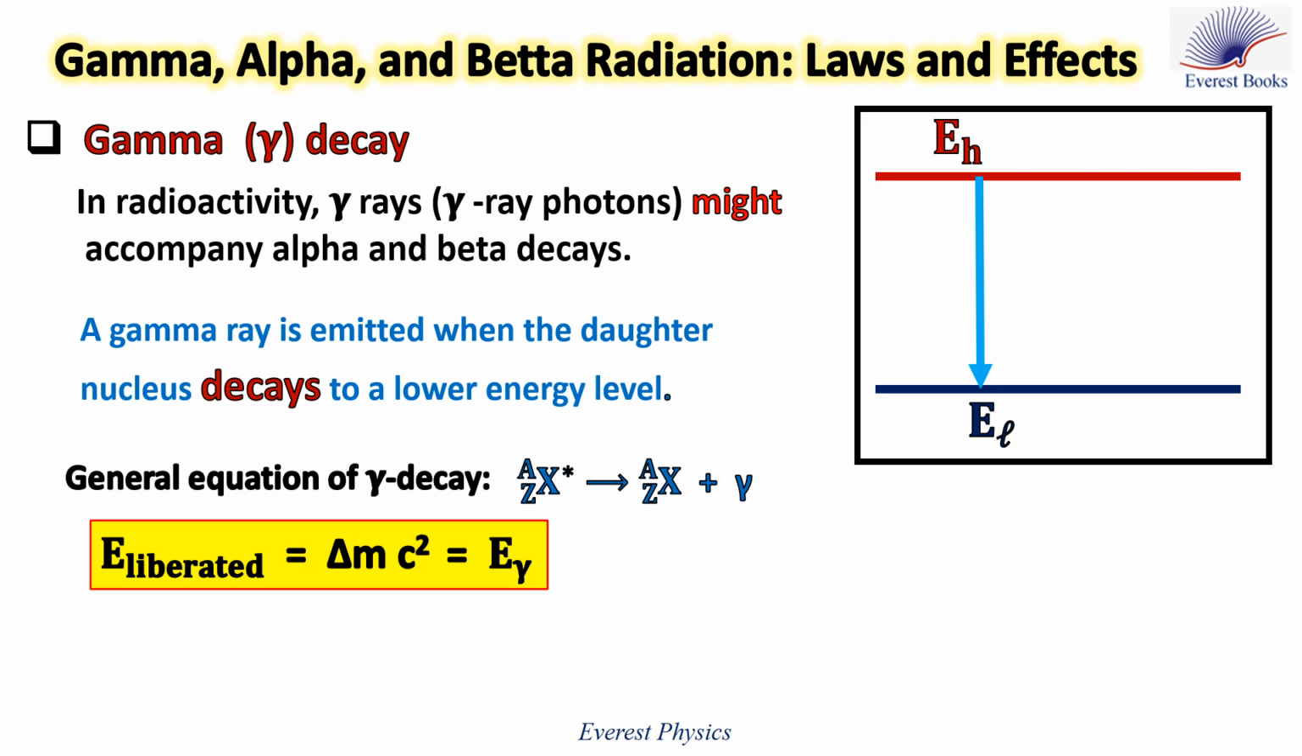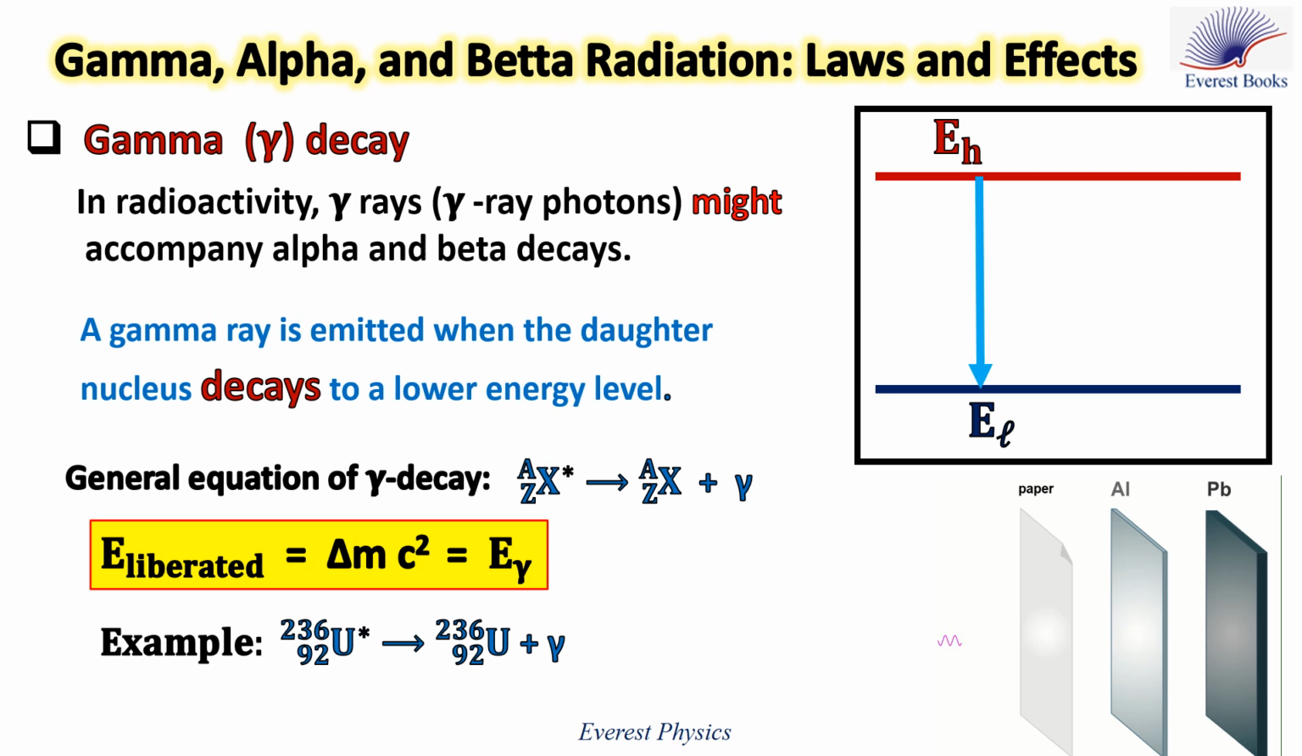By neglecting the kinetic energies of the parent and daughter nuclei, the liberated energy, delta m c squared, is equal to the electromagnetic energy carried by the gamma ray. Example: uranium-236-92 star decays to uranium-236-92 plus gamma.